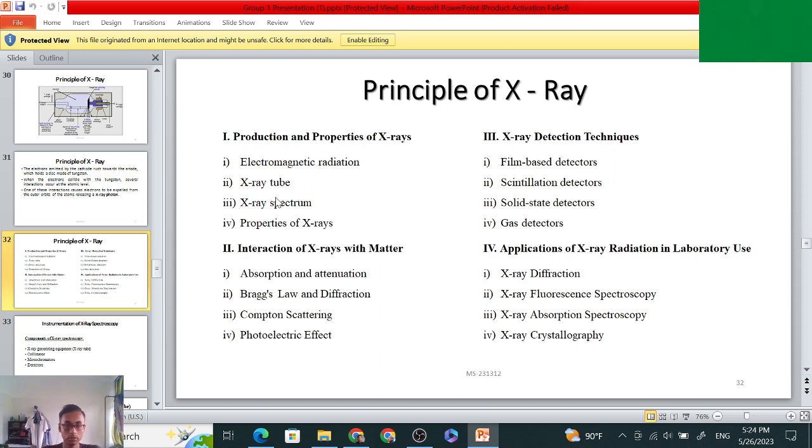electromagnetic radiation, X-ray tube, X-ray spectrum, properties of the X-rays. Then interactions of the X-ray with the matter: absorption and attenuation, Bragg's law, and diffraction, scattering, the photoelectric effect. Then X-ray detection techniques: film based detectors, scintillation detectors, solid state detectors, and then gas detectors. Applications of the X-ray detectors and the laboratory use: X-ray diffraction, X-ray fluorescence spectroscopy, then X-ray absorption spectroscopy, X-ray crystallography. So this is the thing.